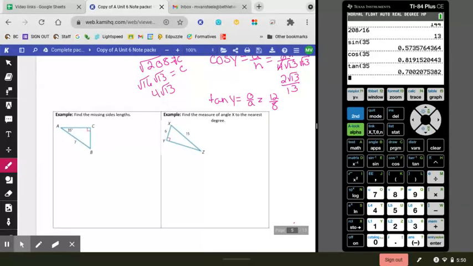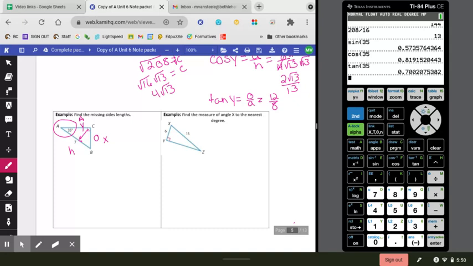So now I want to find the missing sides. I'm going to choose angle A, because that's the angle I know the measurement of. C is my right angle, which means 7 is my hypotenuse. So BC is my opposite, which I'm going to call X, and AC is my adjacent, which I'm going to call Y, because I need to find X and Y.